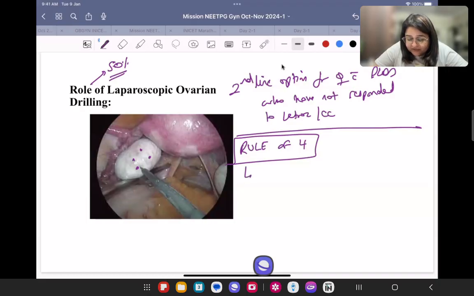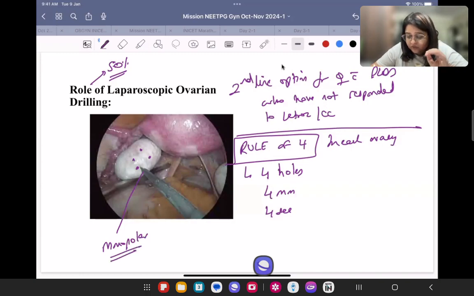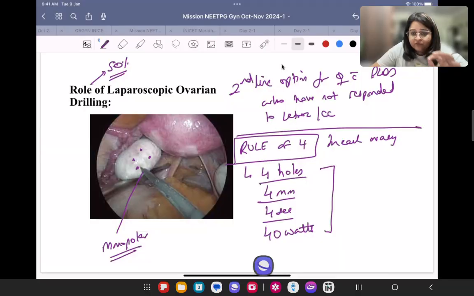What is the rule of 4? In each ovary, you make 4 holes or four drills, to a depth of 4 millimeters. This drill is made by a monopolar cautery. So you're basically passing electrical energy into the ovary, and that's how you are creating the hole. The energy should be on for 4 seconds, at an energy of 40 watts. So this is the rule of 4. 4 holes, 4 millimeter depth, lasting for 4 seconds at an energy of 40 watts is the rule of 4.